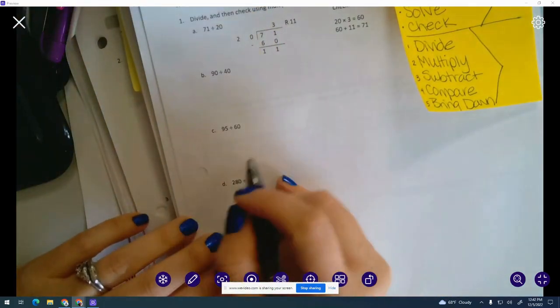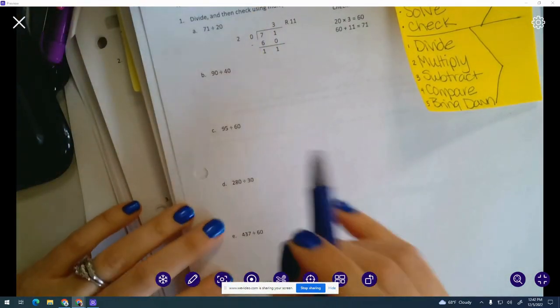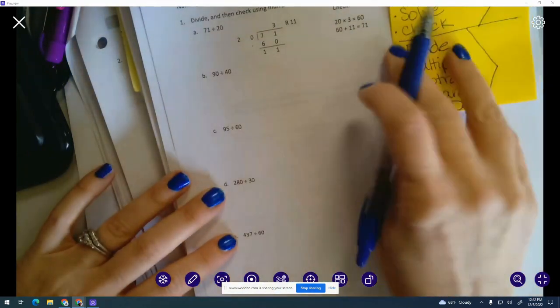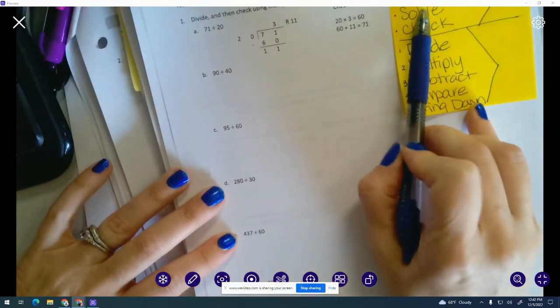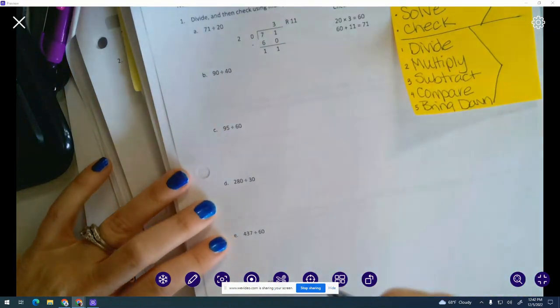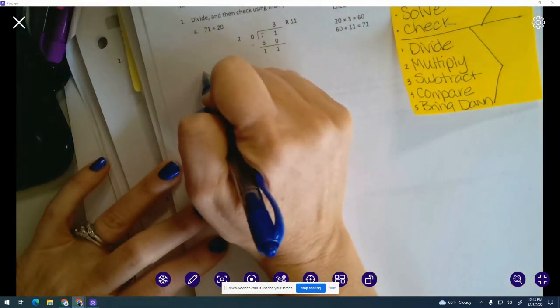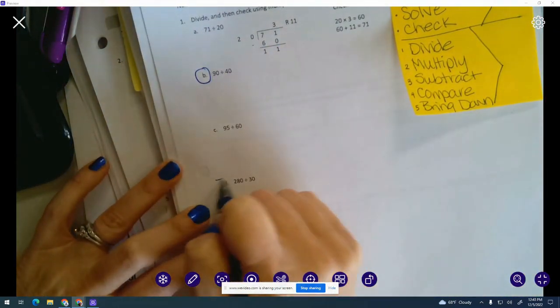Okay, so I just want to show you quickly how to start your homework. Now remember, when we're doing division, we want to do estimate, solve, and check. So B is for homework, so we're going to do B together.